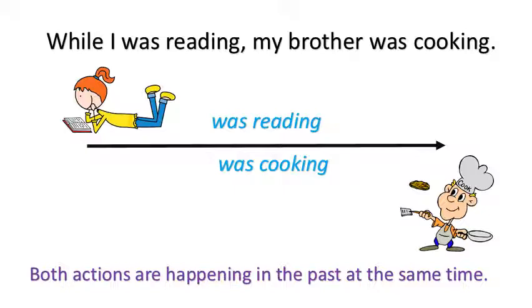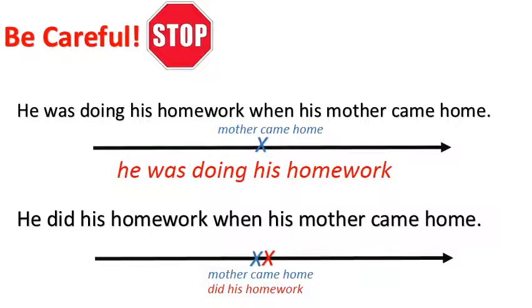Nothing ended before. Well, actually, I'm not sure if anything started or ended before. I just know that these two things happened at the same time. So be careful. Sometimes things can get a little bit confusing. So let's look at the first sentence. He was doing his homework when his mother came home.